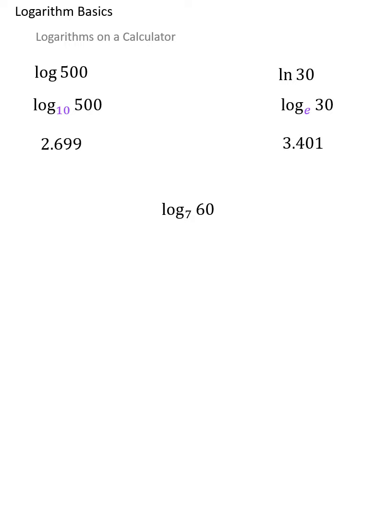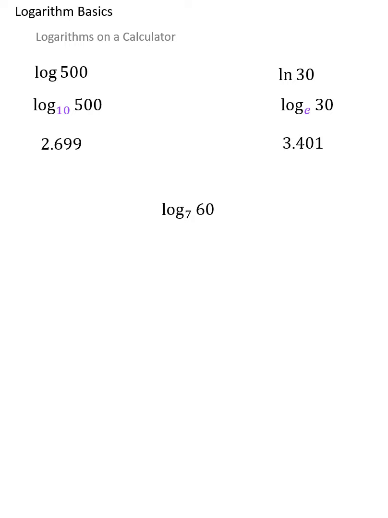Well, some calculators will allow you to put any number in for the base that you want. And so if you have a calculator that allows you to compute log base 7 of 60 by typing in the 7 and typing in the 60, great. You don't need the rest of what you're about to see here. But many calculators, even modern ones, don't allow you to put a base for your logarithm. So how are you supposed to calculate the log base 7 of 60?